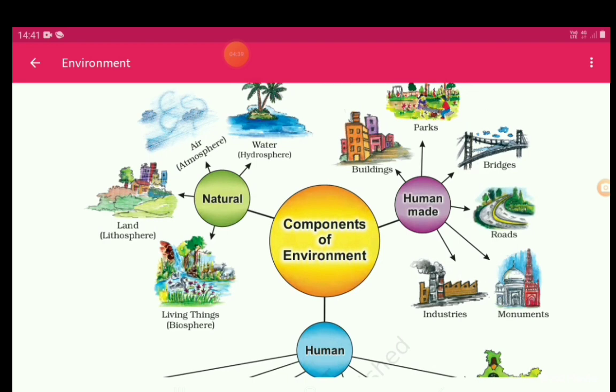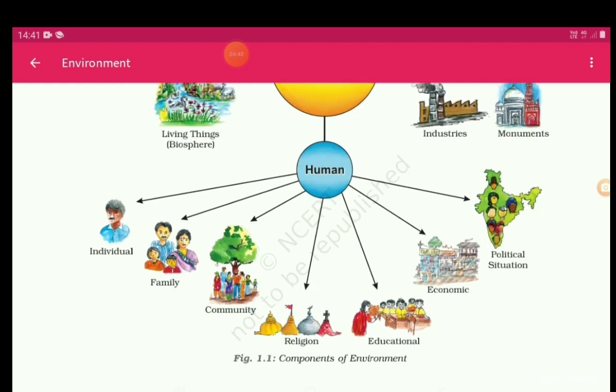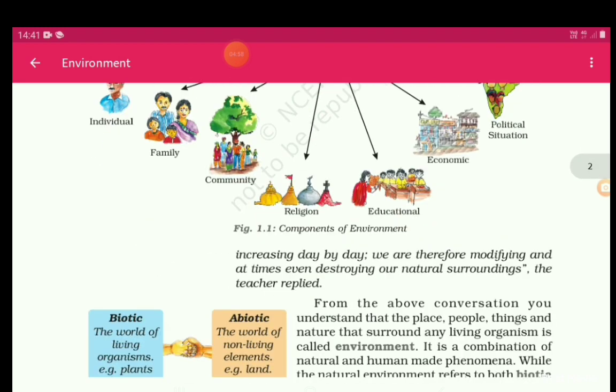Human-made environments are made by humans. For example, parks, buildings, bridges, roads, industries, monuments. What are the human environments? Individual, family, community, religion, educational, economical, political situations.